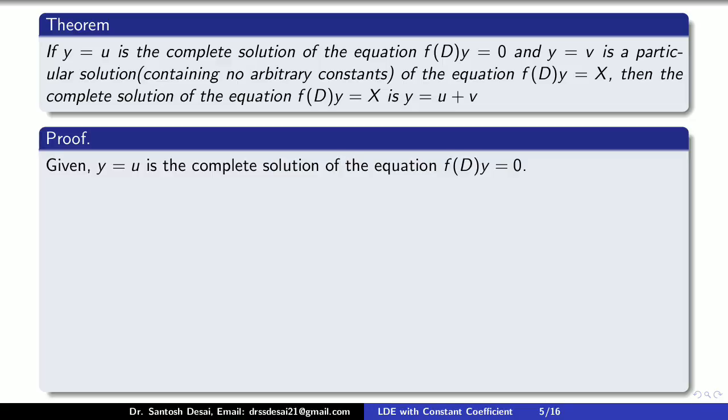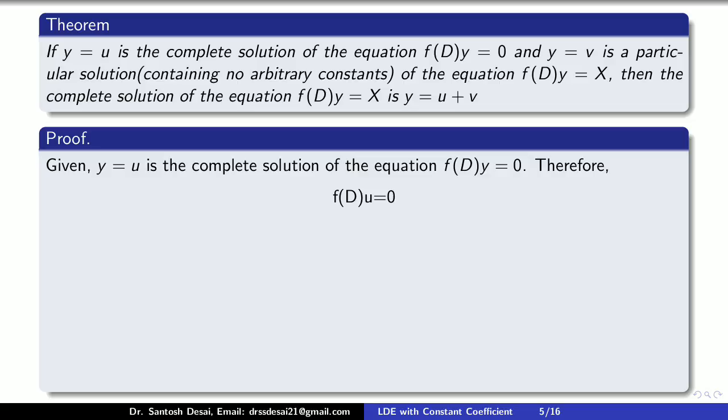So here, given that y is equal to u is the complete solution of the equation f(D)y = 0. Now we know that if some relation is a solution of the equation, then that relation must satisfy that differential equation. So therefore here u satisfies the given equation. So therefore we get f(D)u = 0.